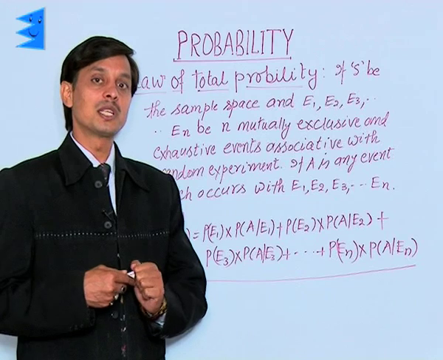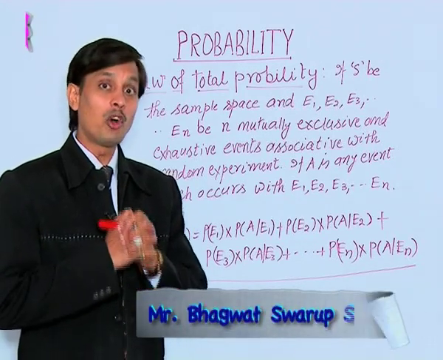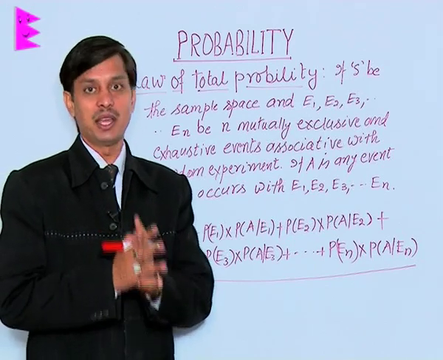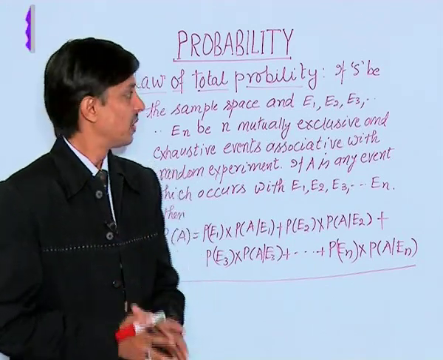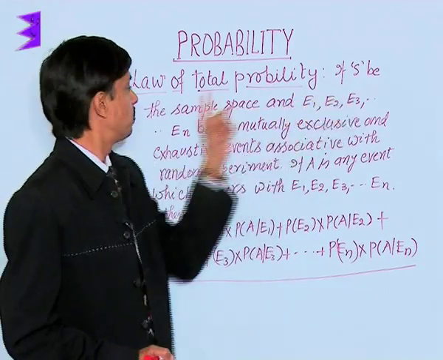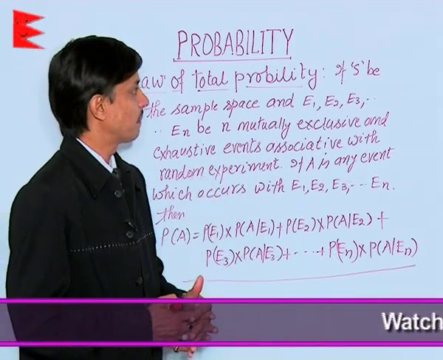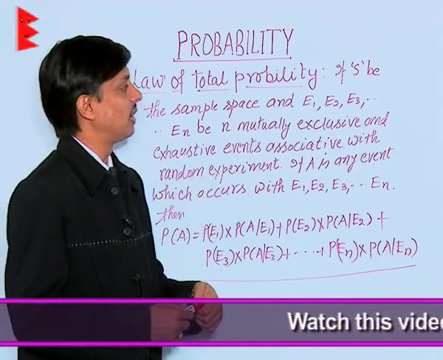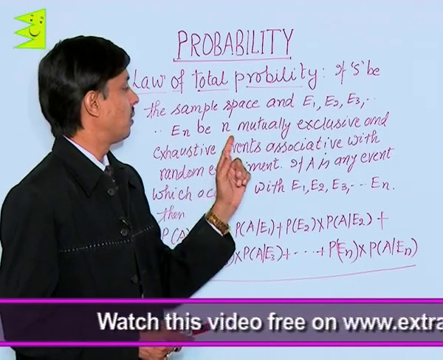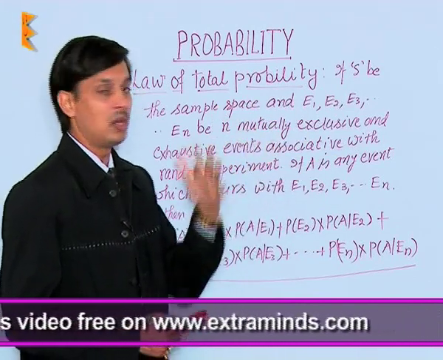Now I am going to discuss with you one of the very important laws, that is the law of total probability. When is it required to apply, and what is this rule? The law of total probability states that if S is the sample space, you know well what a sample space is, the group of all elementary events, and E1, E2, E3, ..., En are n mutually exclusive and exhaustive events.